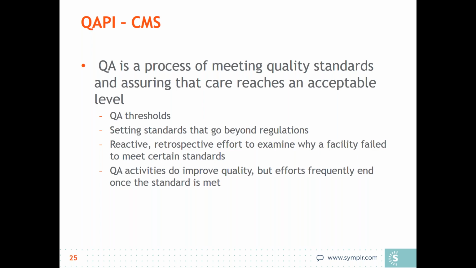We might say, well, the national standard is a 5% complication rate, but we're going to shoot for 3 or something like that. But it tends to be more of a reactive, retrospective effort, and we use it to examine why we didn't meet certain standards. Once we get our benchmarks and we find what happened, we evaluate them to try to figure out why something didn't meet the standards or the benchmarks we've established. QA activities do improve quality, but typically the efforts will end once a standard is met.